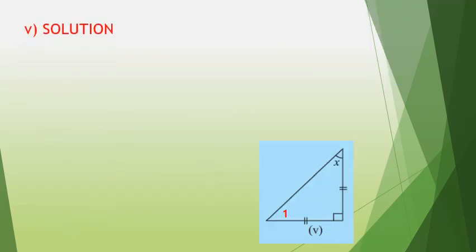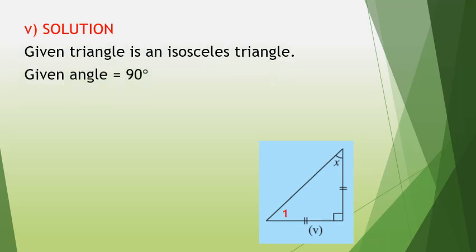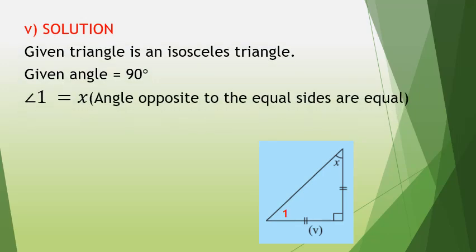Next question number 5. Look at the figure given. Here a right angled isosceles triangle is given and the angles which are of equal measure, that is the angles opposite to the equal sides, are angle x and angle 1. Hence angle 1 equal to x.